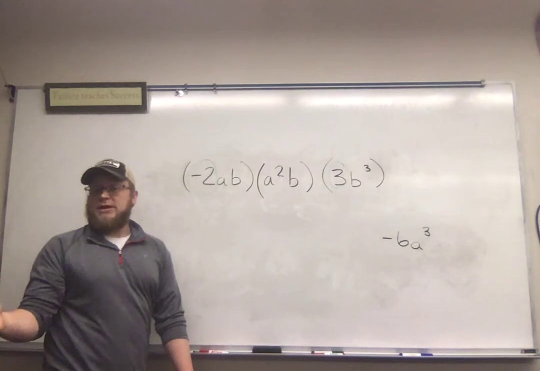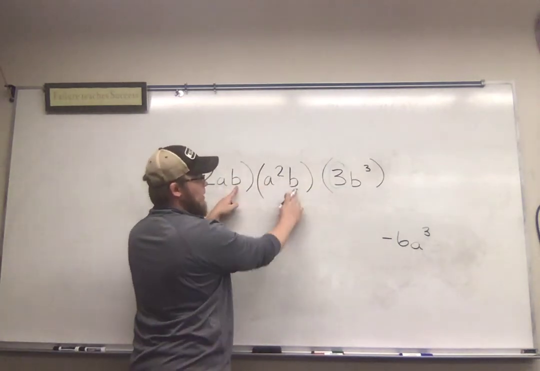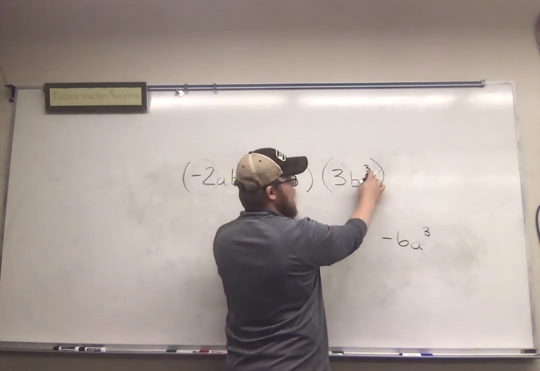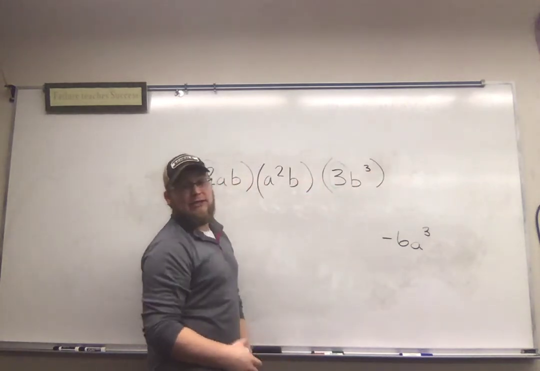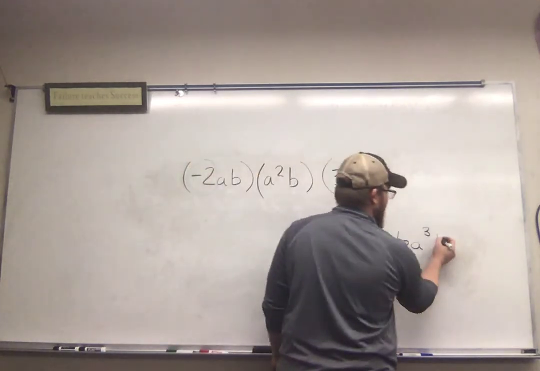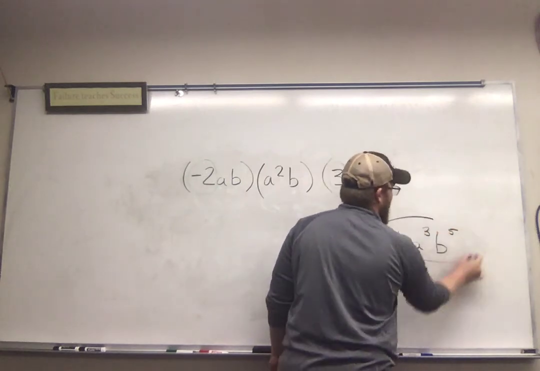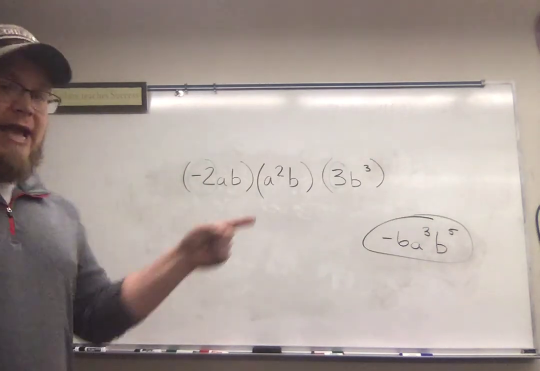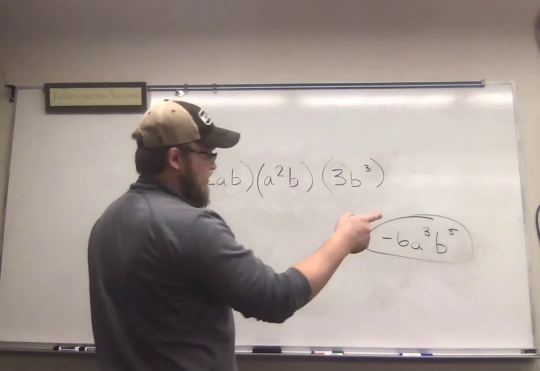And now let's combine all the B's. So we have 1 here. No exponent, no exponent. We have another one. So 1 plus 1 is 2. And then we got to add 3 more B's to the 2 we already had, which ends up being 5, which ends up being B to the 5th for a final answer right there. So as you can see, our final answer on the board, negative 6, A cubed, and B to the 5th.